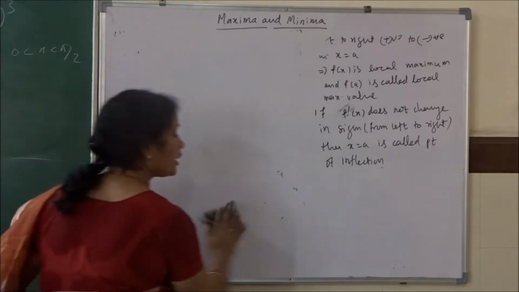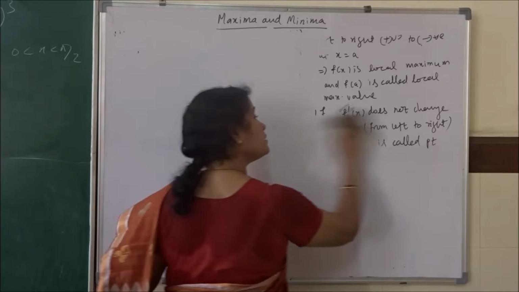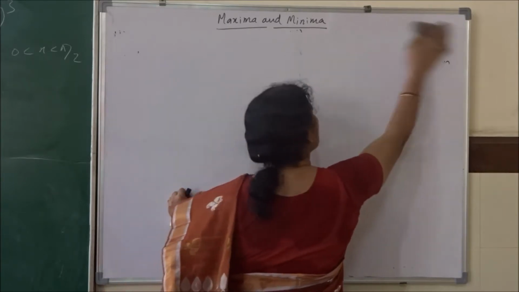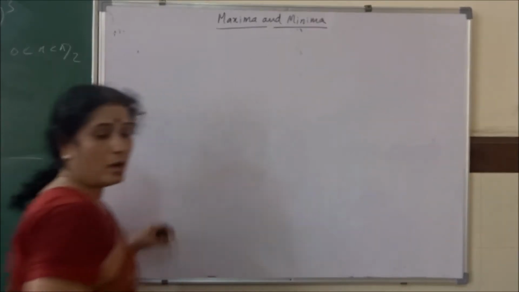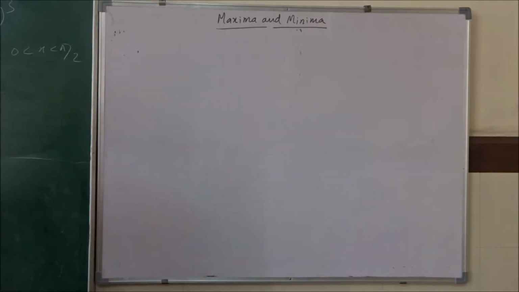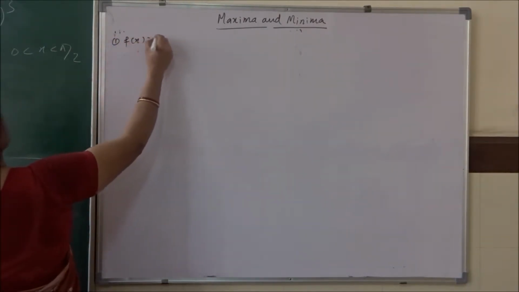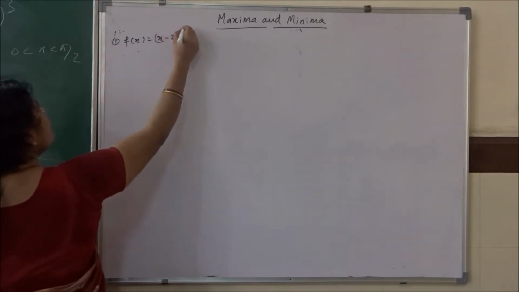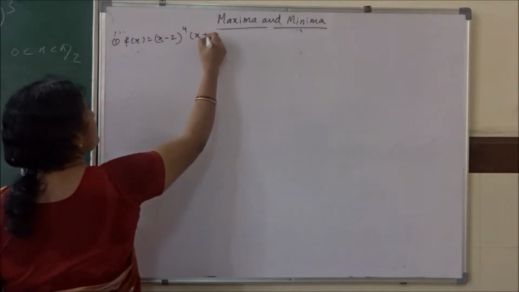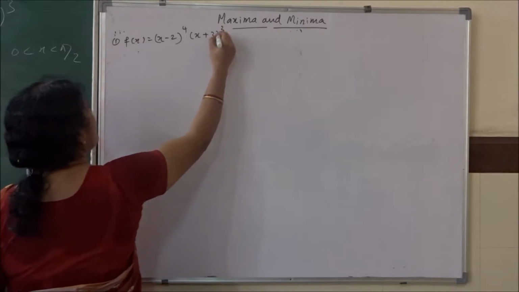Try to understand what I am saying. Just one example is enough for you: how to find the local maximum and local minimum value. Suppose f of x equals (x minus 2) to the power 4 times (x plus 3) whole cube. You must know simple differentiation. Nothing is more difficult than that.